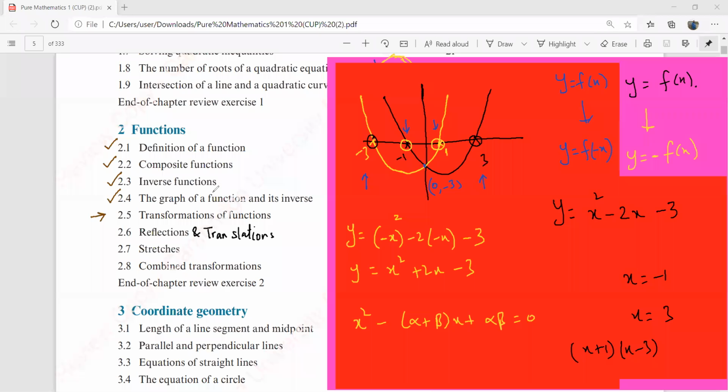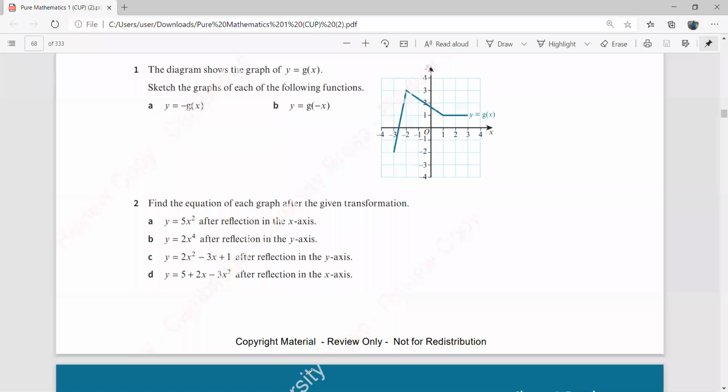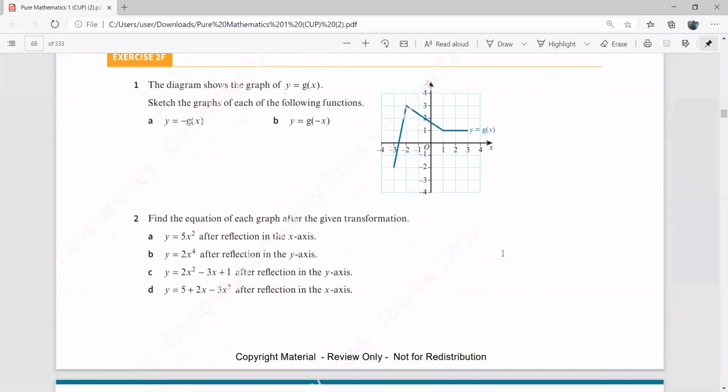Now from here we can go on to the exercise. Let me remove this. Okay, let me open that exercise now. Here is the exercise. This is exercise 2F.